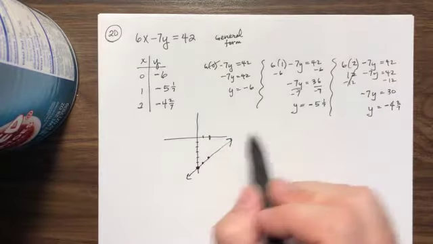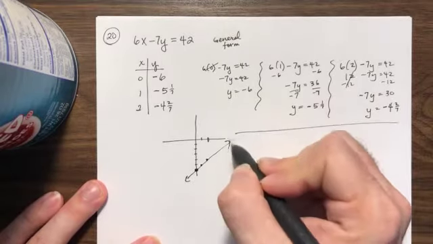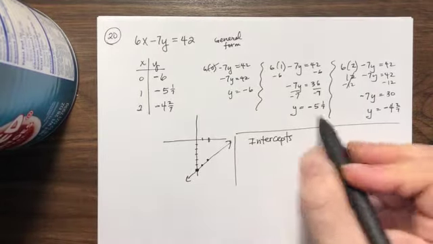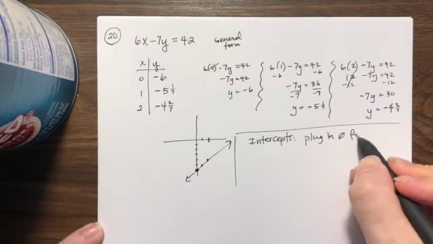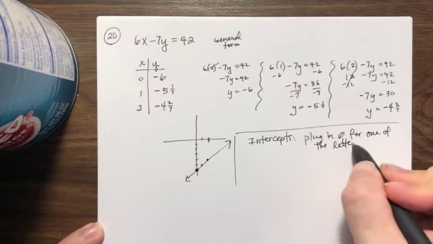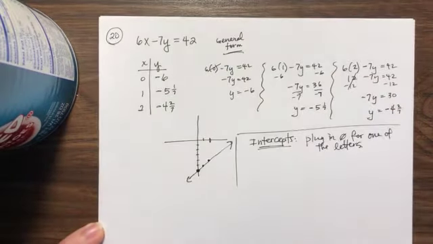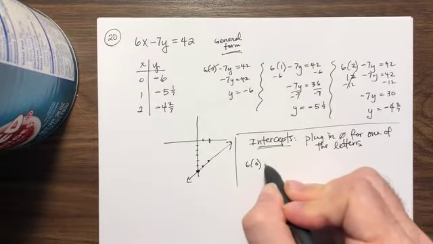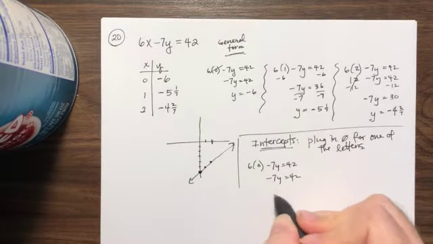Now this is just one way to do it. There's another way to do it, which is where we use intercepts. So just as a separate thing, intercepts. You plug in 0 for one of the letters. This works really well for general form. So here, if I did that, I did that once. I had 6 times 0 minus 7y equal to 42. That gives me y equal to negative 6.